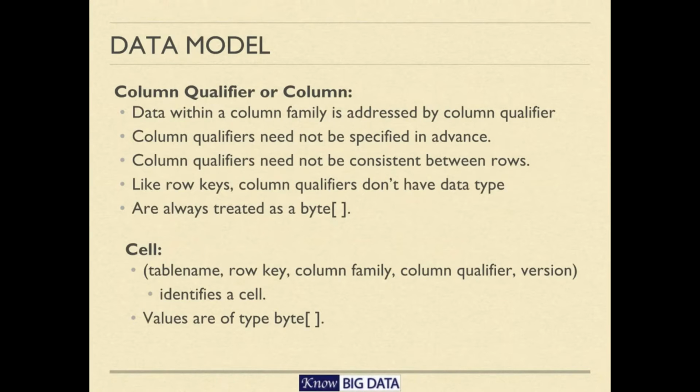Column data within a column family is addressed by the column qualifier, or you can say the column name. And you don't need to define the column name upfront. Column names need not be consistent between rows, meaning one row can have some columns, another row can have some different columns or the same columns. It doesn't matter. This is something which will take time for you to gel. And like row keys, the column name itself can be binary data. That is something very interesting which I found.